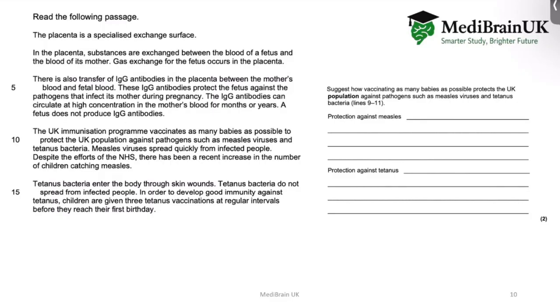Okay, so if I start going through it, it says read the following passage, and then it says suggest how vaccinating as many babies as possible protects the UK population against pathogens such as measles virus and tetanus bacteria. Now, the key part of this question: one is a virus, measles virus, and one is a bacteria, tetanus bacteria, lines 9 to 11. Okay, and we need to see how vaccinating will protect the UK population.